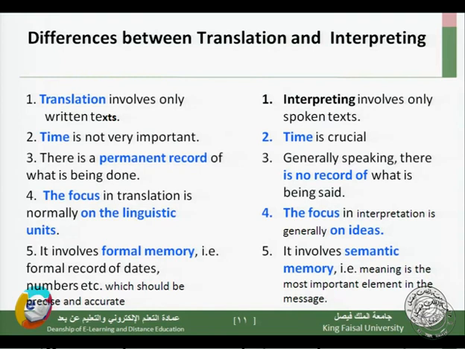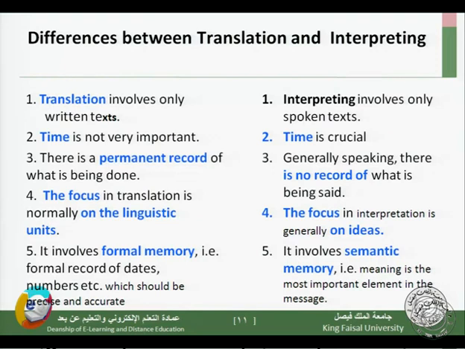Regarding time, it is not really very important in translation because you can take your time. Whereas in interpreting, time is crucial. You have to finish on time. You can't take more than what is needed or what is required.